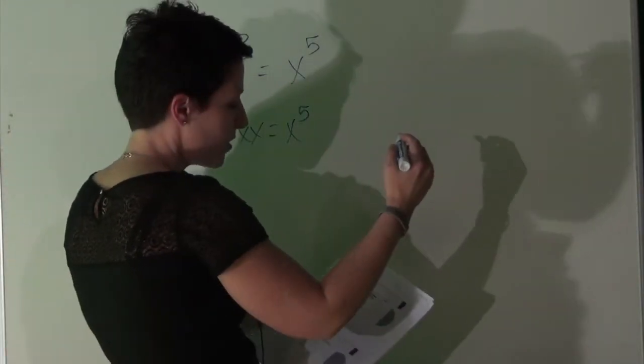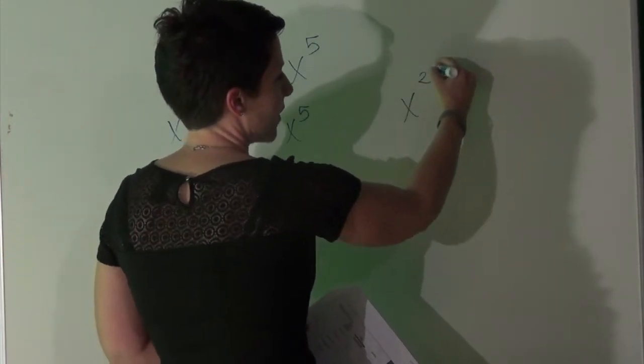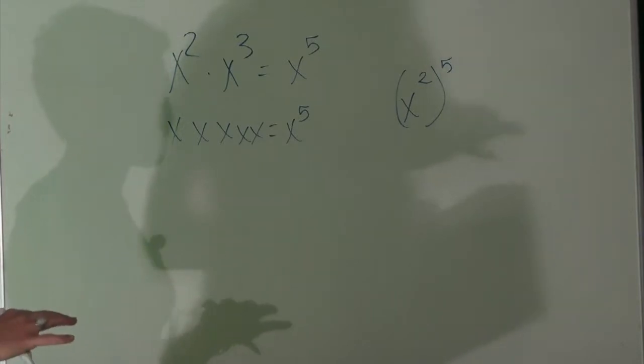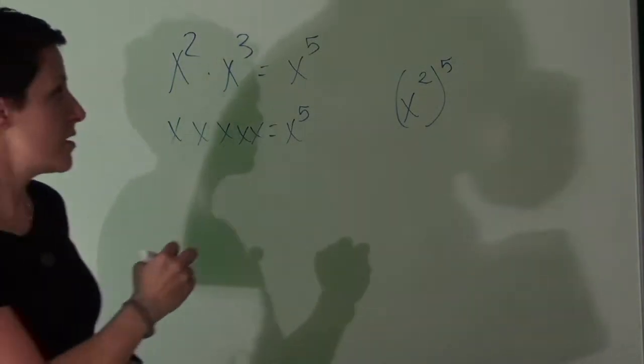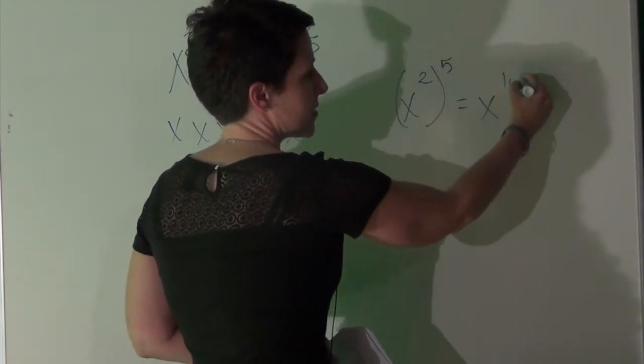Now, when we get to the next rule called the power rule, that's going to be like when we have x squared to the 5th power. This is saying that we have 5 groups of x squared. So in this case, we go ahead and we just multiply. So it's going to give us x to the 10th.